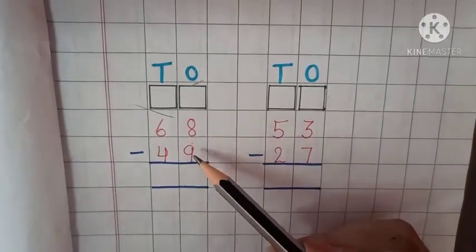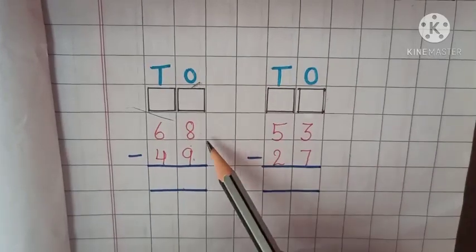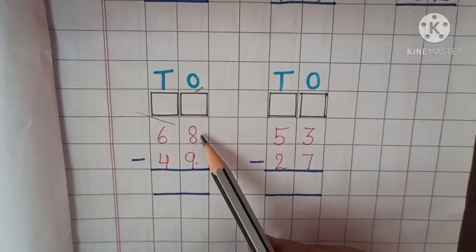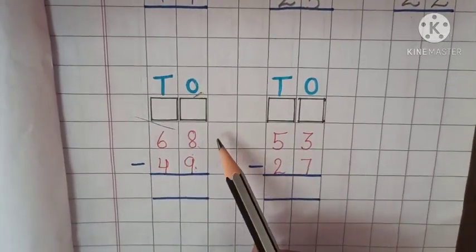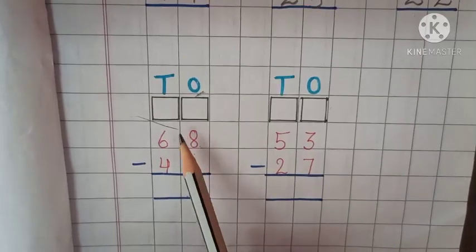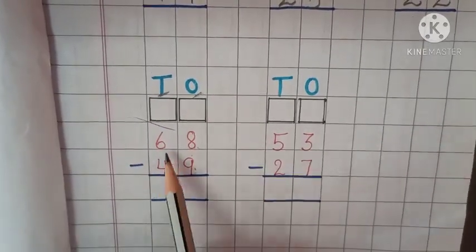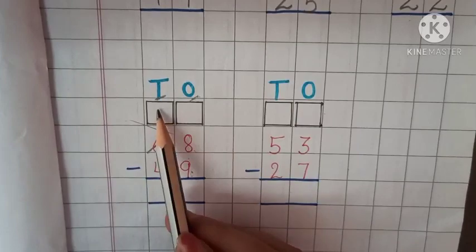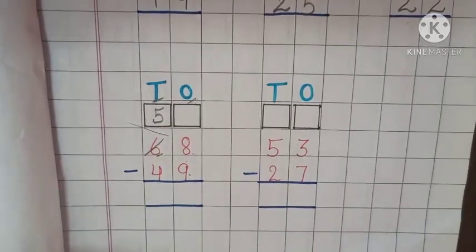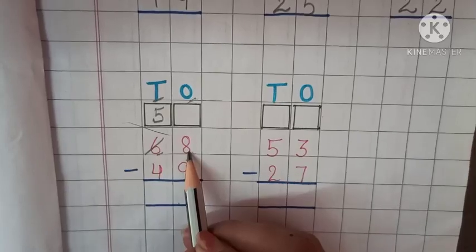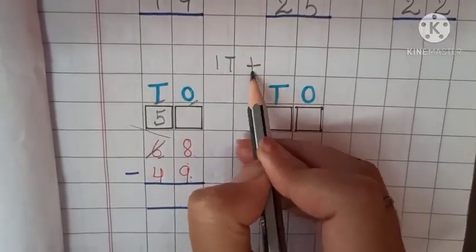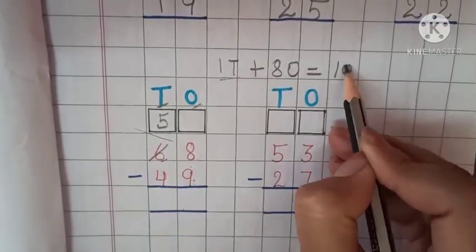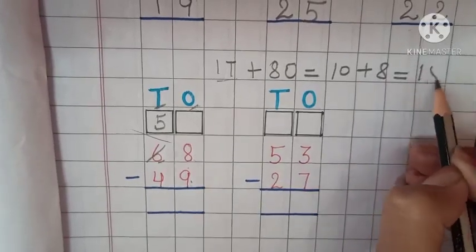Let's take another example. So at one's place we have 8 and 9. Again the number at the floor is greater than the number on the top. So here we have to borrow a number from ten's place. That means from 6 tens. So when we borrow from 6 tens, we are left with 5 tens here, and here 1 ten plus 8 ones is equal to, that means 1 ten means 10 plus 8 is equal to 18.